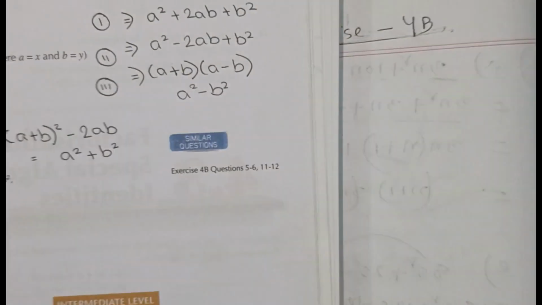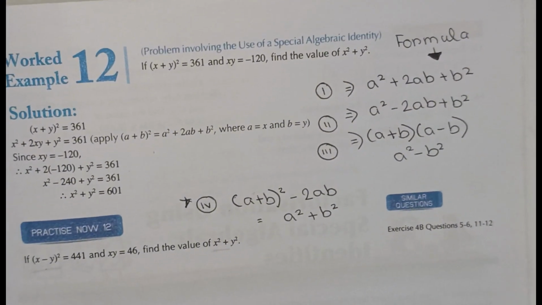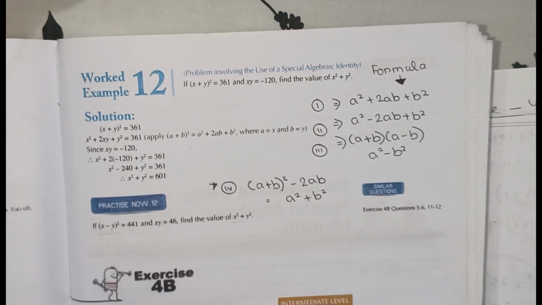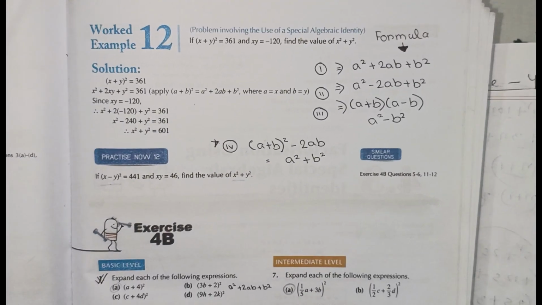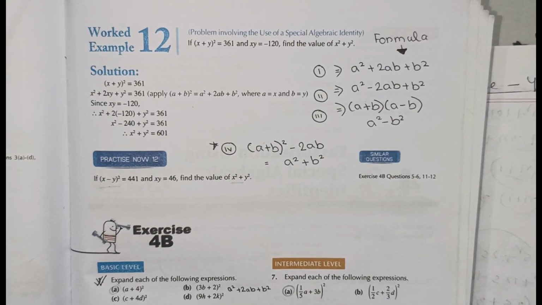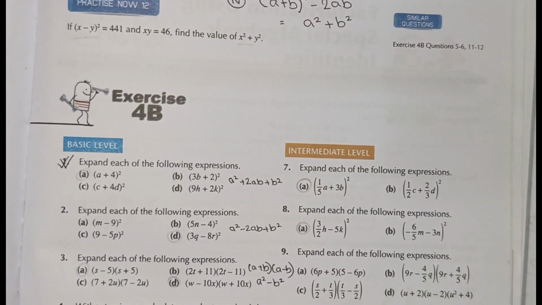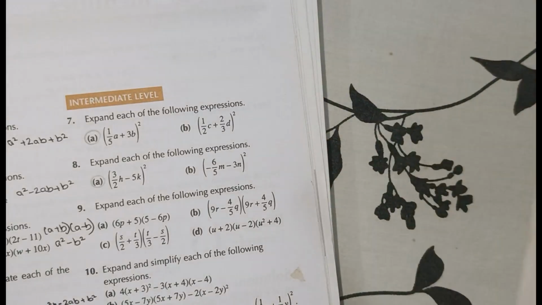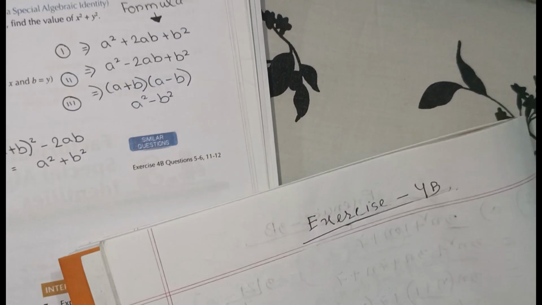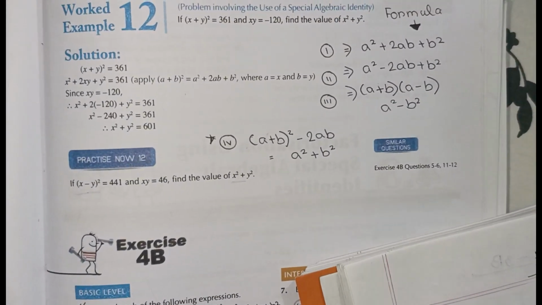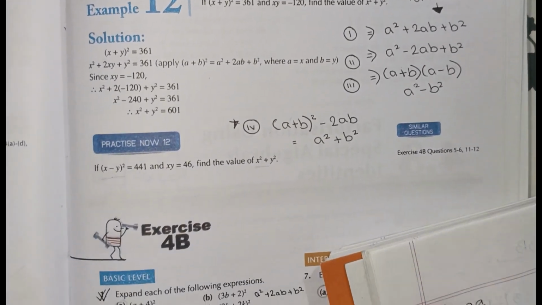Exercise 4B, use of special algebraic identities. Okay, so let's start Exercise 4B. Expand each of the following expressions. Number 1 question. At first we copy the question, that means expand.